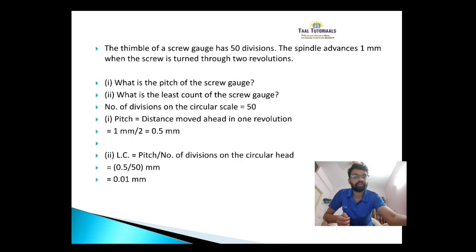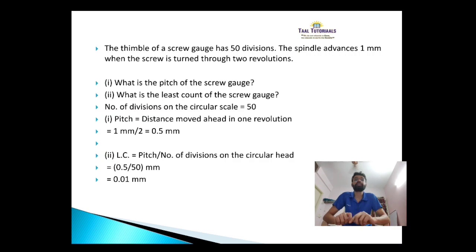Now we will come to some screw gauge questions. The thimble of a screw gauge has 50 divisions. The spindle advances 1 millimeter when the screw is turned through 2 revolutions. So, what is the pitch of the screw gauge? Pitch is the distance moved in 1 revolution. Distance is given as 1 millimeter, and there are 2 revolutions, so we divide by 2. So pitch becomes 0.5 millimeter.